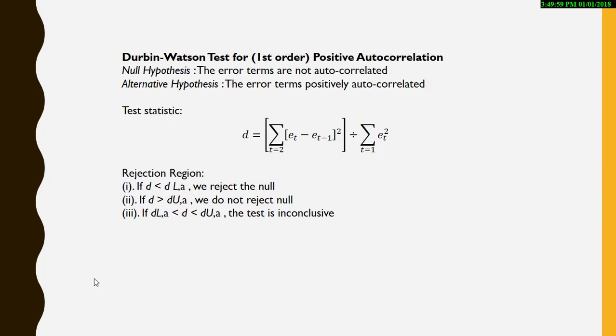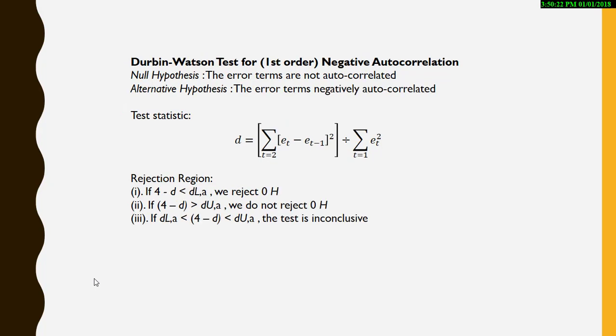So first of all, we want to know that we can do a Durbin-Watson test for positive autocorrelation. The null hypothesis for that would be the error terms are not autocorrelated, while the alternative hypothesis would be the error terms are positively autocorrelated. And we can do one for negative autocorrelation, where the null hypothesis would be the error terms are not autocorrelated, and the alternative hypothesis, the error terms are negatively autocorrelated.